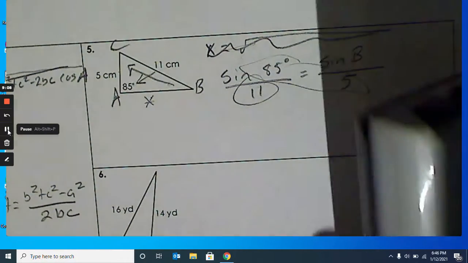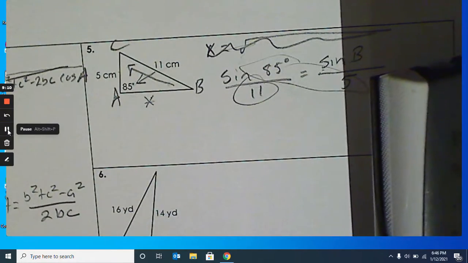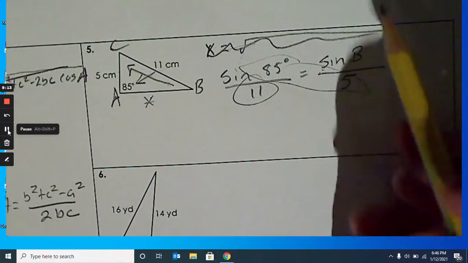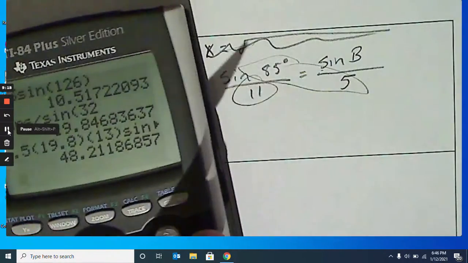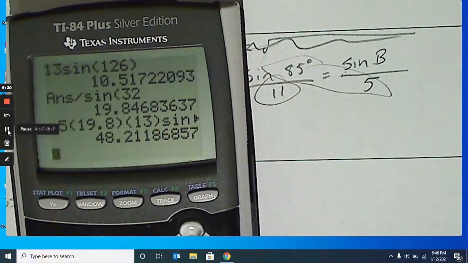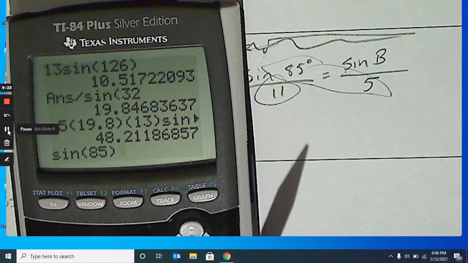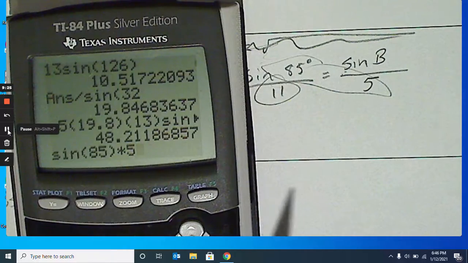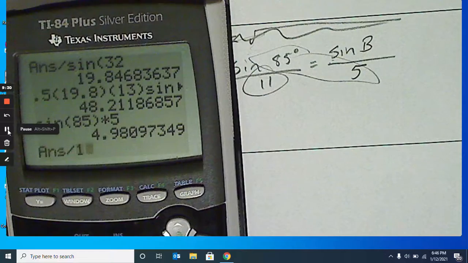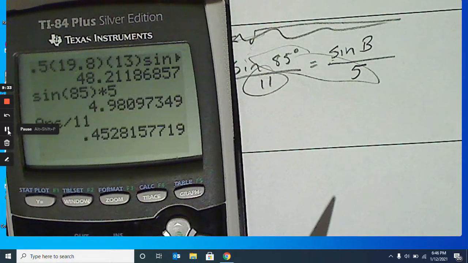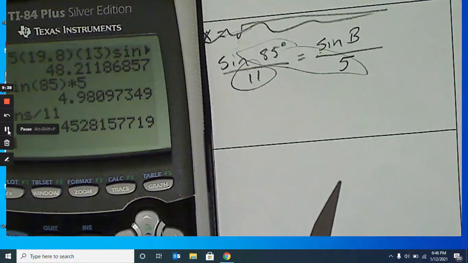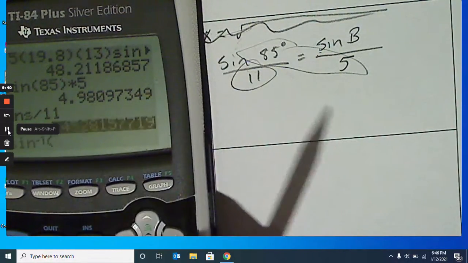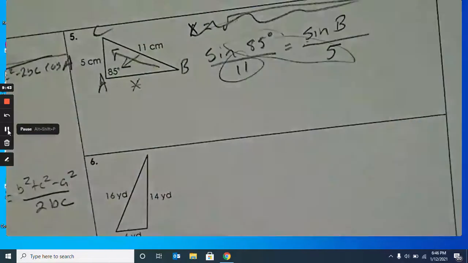I don't know why I did that either, but you know what? We'll just figure this out. I did way more work than I needed to on this one. I'm going to finish it off, whatever. It'll work. I know it'll work. Sine 85 times 5 divided by 11. Then I'm going to take the sine inverse of this. So that's 26.9 degrees.